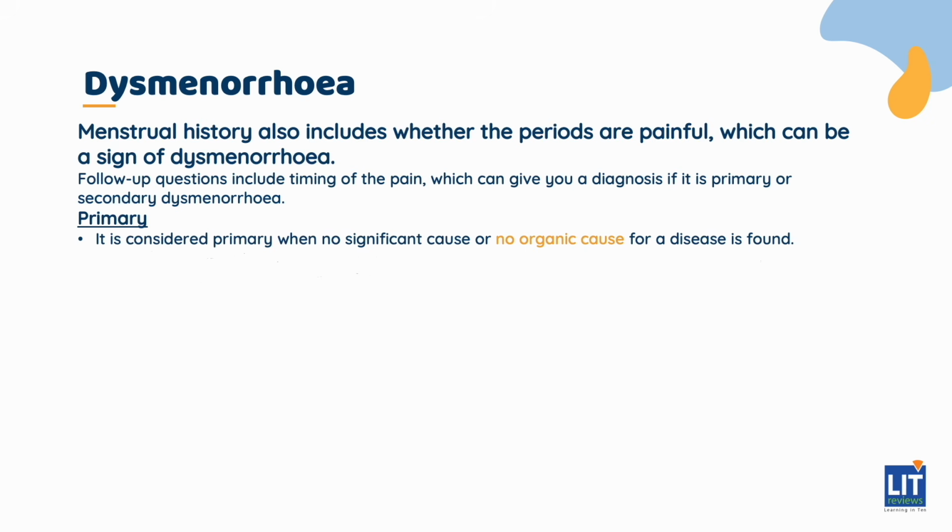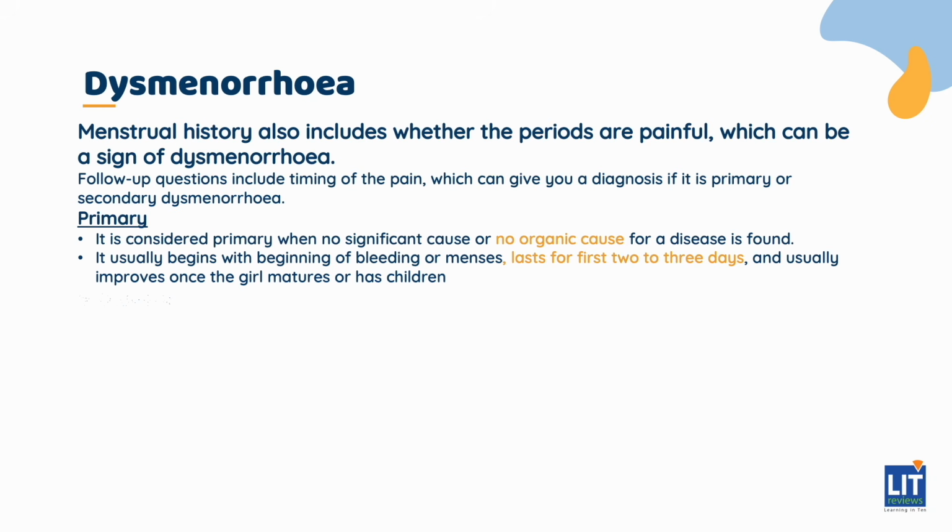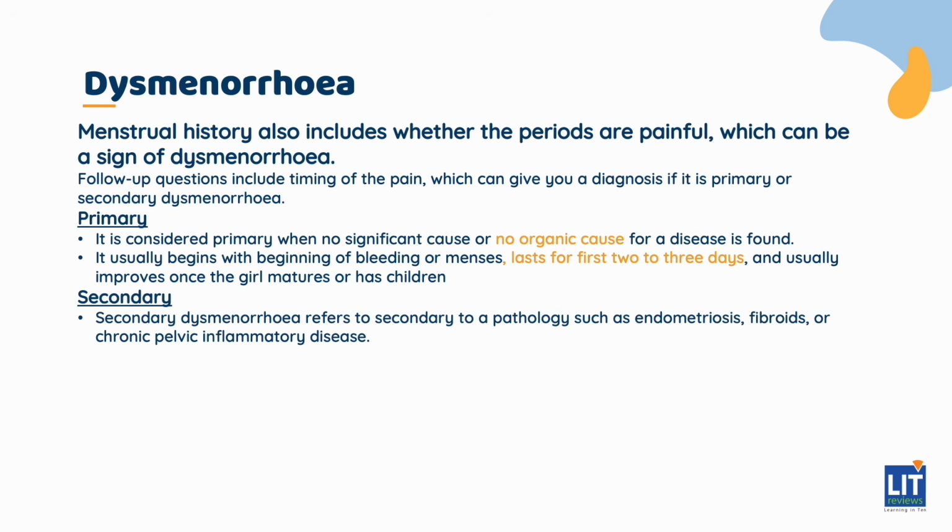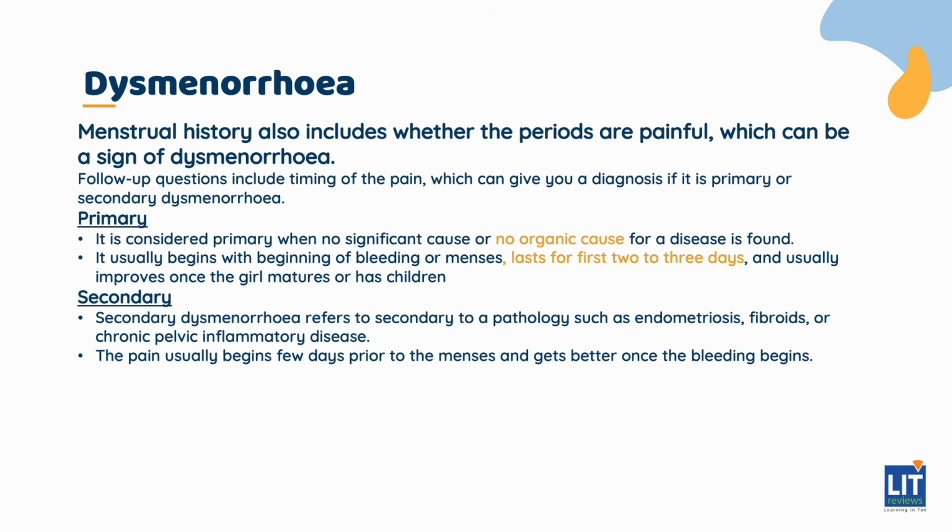It is considered primary when no significant or organic cause for the disease is found. It usually begins with the beginning of bleeding or menses, lasts for the first 2 to 3 days, and usually improves once the girl matures or has children. Secondary dysmenorrhea refers to pain secondary to a pathology such as endometriosis, fibroids, or chronic pelvic inflammatory disease. The pain usually begins a few days prior to the menses and gets better once the bleeding begins.